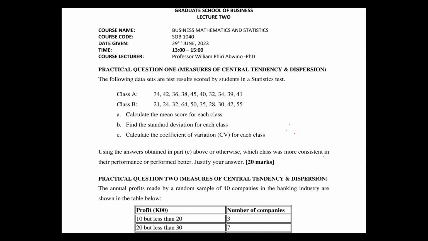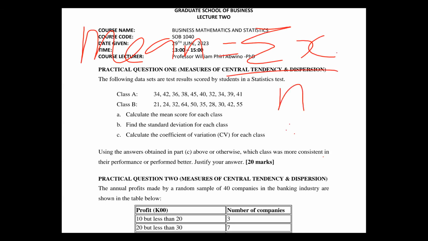How do we find the mean? Just as we said last time, the mean of ungrouped data like this one, since this data is not yet grouped, is found by saying the summation of the x divided by n, where x are just the individual scores in each class, and n is just the number of score points, how many they are. So for example, let's start with class A.